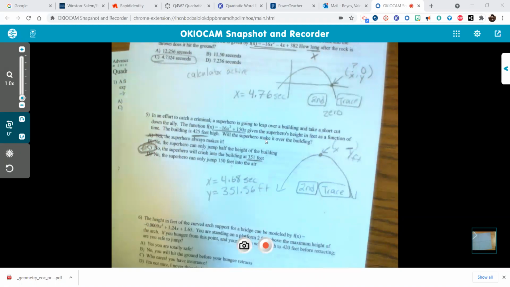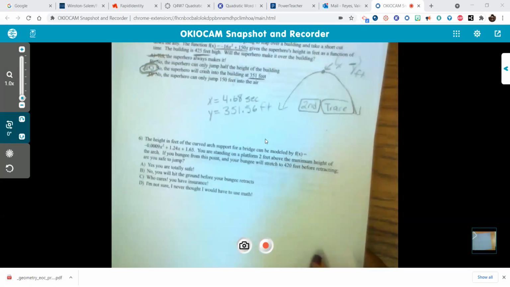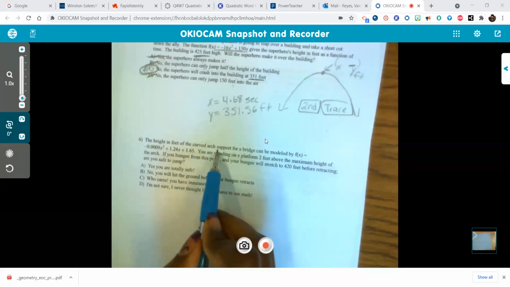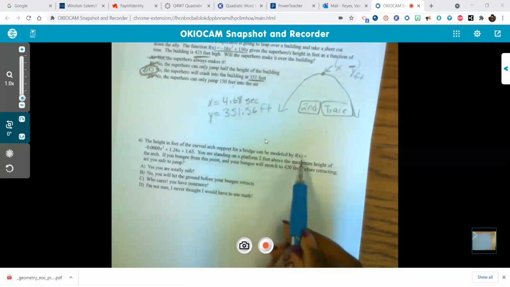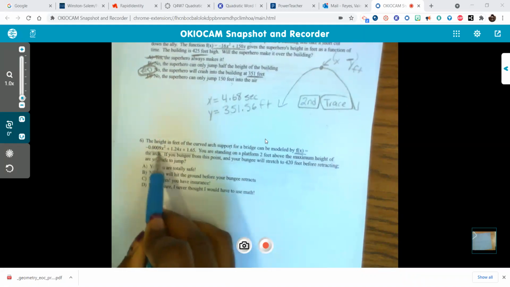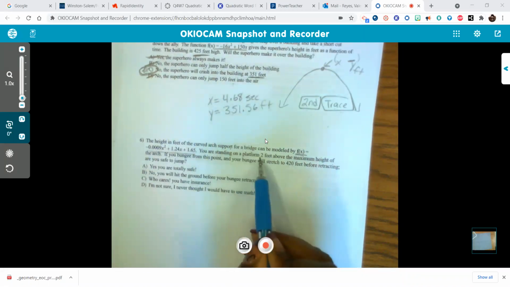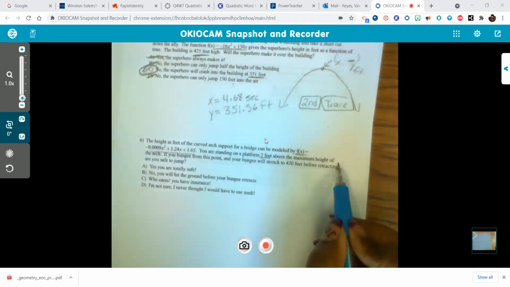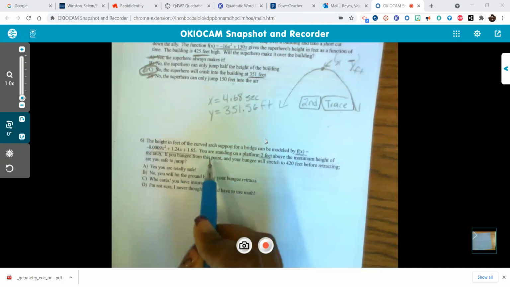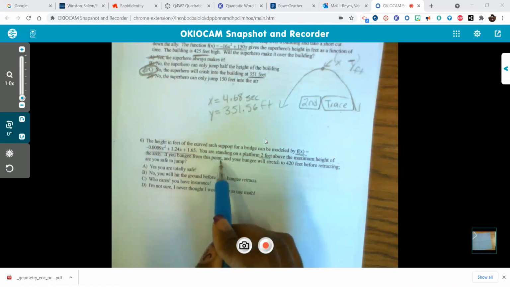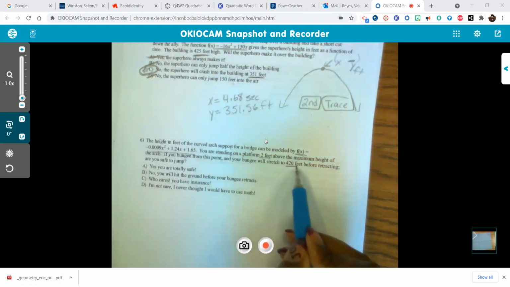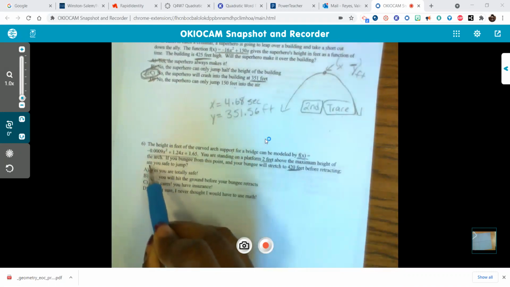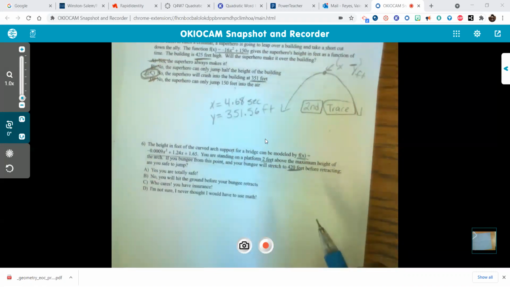Okay, number 6. Number 6 says the height in feet of a curved arc support for a bridge can be modeled. This is the equation right here. You are standing on a platform 2 feet above the maximum height of the arc. If you bungee jump from this point, and your bungee jump will stretch 420 feet before retracting, are you safe to jump? So again, what are we trying to figure out here?